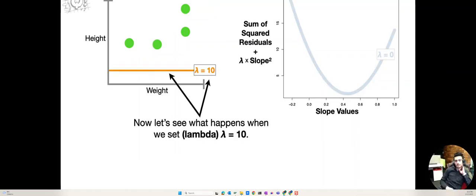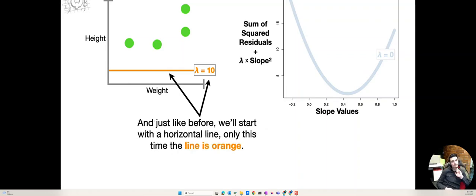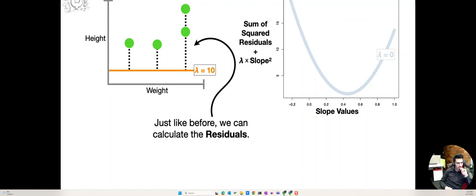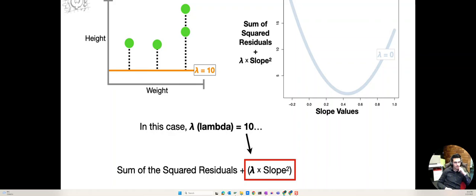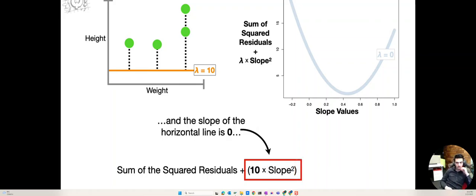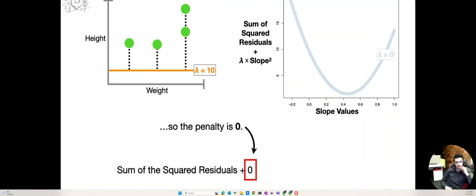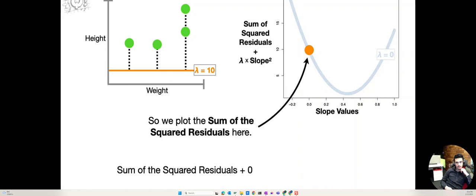Now let's see what happens when we set lambda equal to 10. And just like before, we'll start with a horizontal line, only this time the line is orange. Just like before, we can calculate the residuals. And we can calculate the sum of the squared residuals plus lambda times the slope squared. In this case, lambda equals 10. And the slope of the horizontal line is 0. So the penalty is 0. So we plot the sum of the squared residuals here.